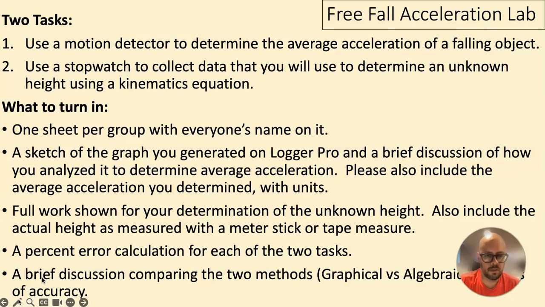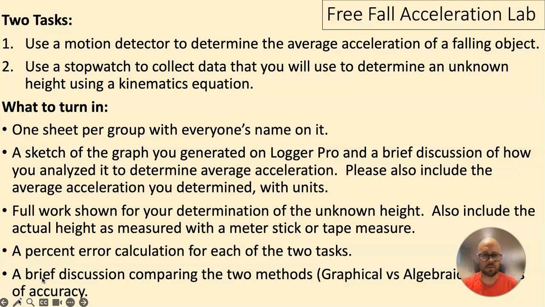Every once in a while, Logger Pro will give you a really large slope that is much bigger than the acceleration due to gravity, which is 9.8. In that case, you just need to redo the trial. It's just because the motion detector had bad timing, basically, and didn't get enough data to give you a good read on the velocity. So do that until you get a velocity graph that gives you an acceleration that is near 9.8. 9.8 is the accepted value of your acceleration, and then whatever value you have is the experimental.